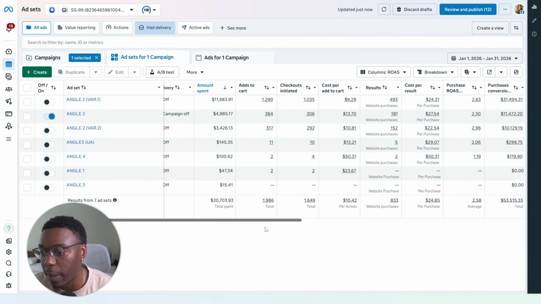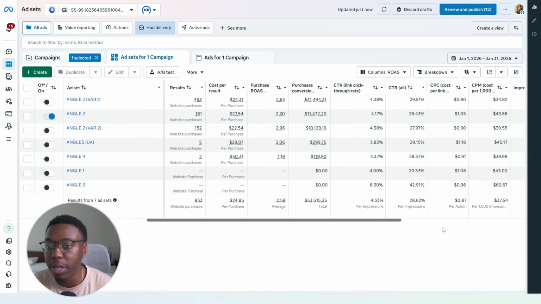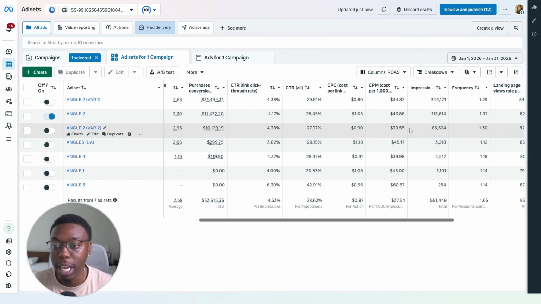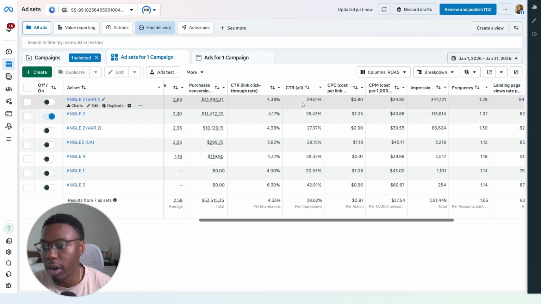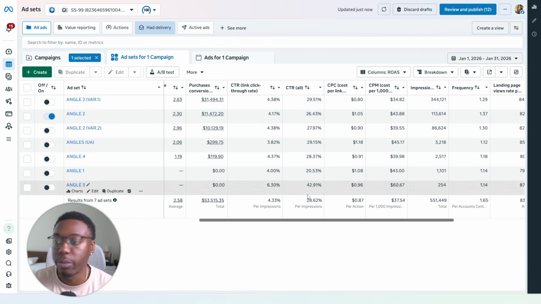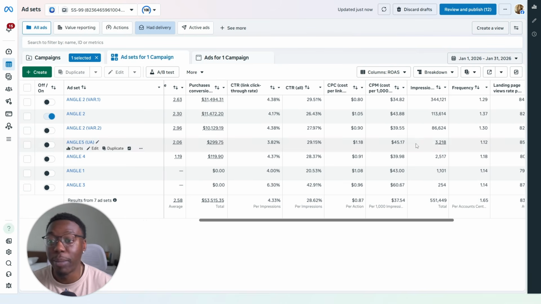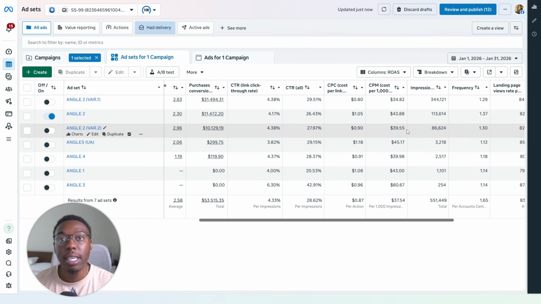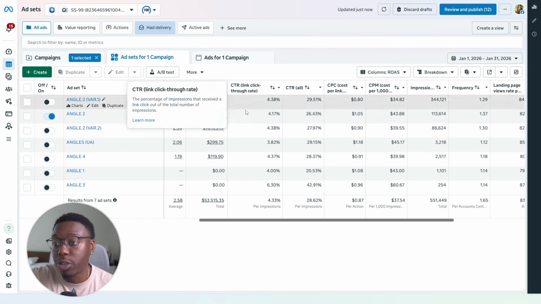Here's how to identify that. If you have really high CPMs, but your ad metrics are within KPI, like your CTR all is 25, 30, 40%, and your link click-through rate is above KPI, maybe it's 2.5 to 3%, but then your CPMs are really high, that tells us that the copy you're speaking to is being spoken to by a lot of people. That's just higher competition.